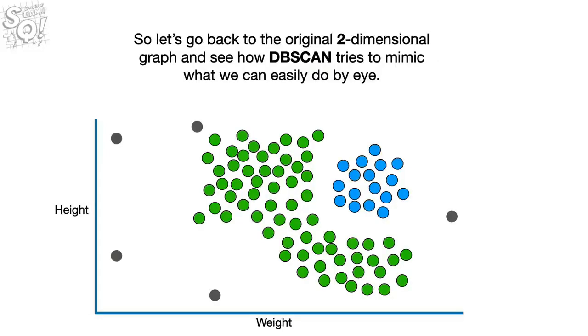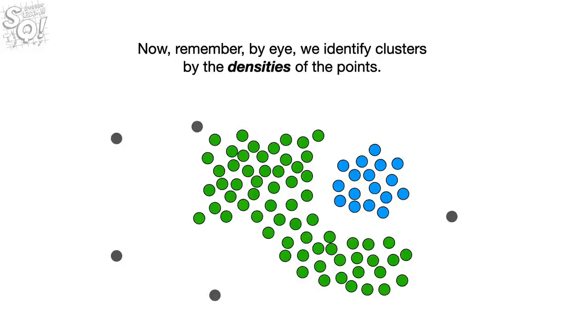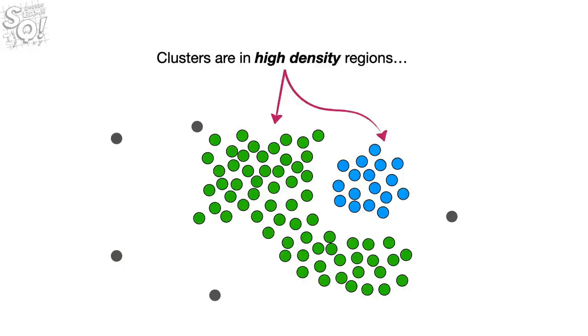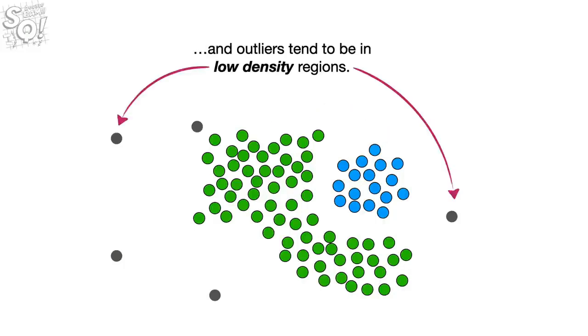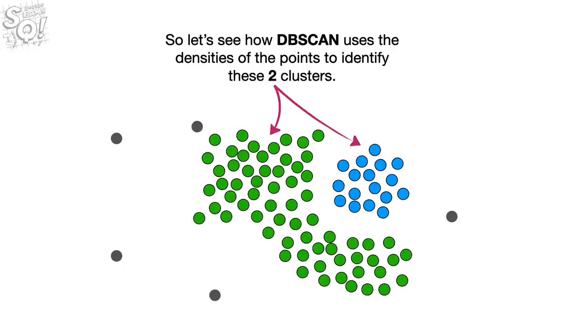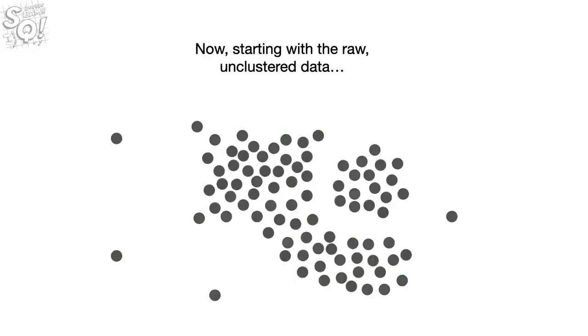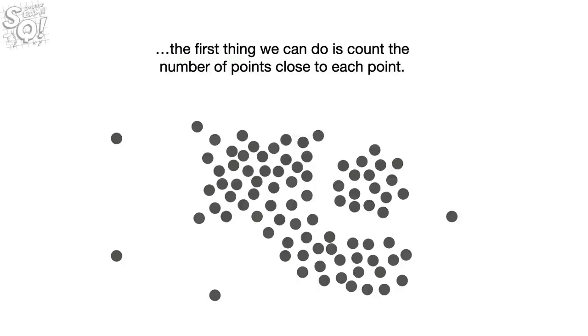So let's go back to the original two-dimensional graph and see how DBSCAN tries to mimic what we can easily do by eye. Now, remember, by eye, we identify clusters by the densities of the points. Clusters are in high-density regions, and outliers tend to be in low-density regions. So let's see how DBSCAN uses the densities of the points to identify these two clusters. Bam!